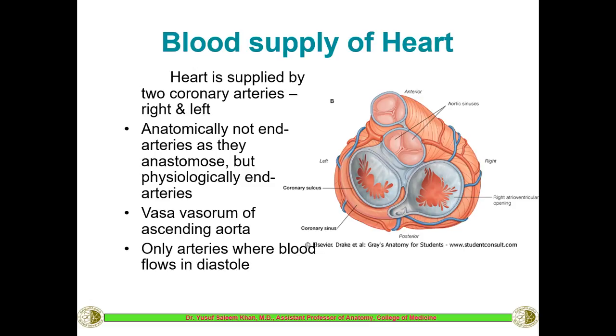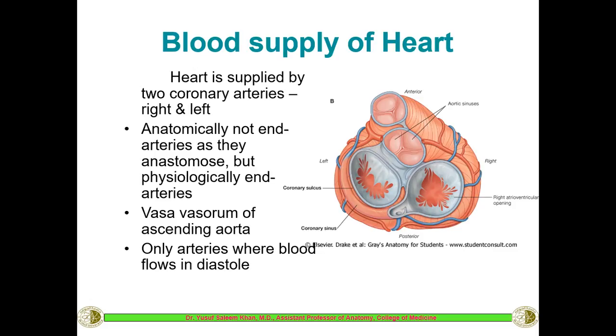These arteries are also called the vasa vasorum of the ascending aorta, because vasa vasorum are those arteries which supply the wall of the blood vessel itself. But here the ascending aorta gives these branches, and they supply the heart. So even though they are not supplying exactly the blood vessel, they are supplying the main structure which is part of the circulatory system, that is the heart. That's why it is also called the vasa vasorum of the ascending aorta.